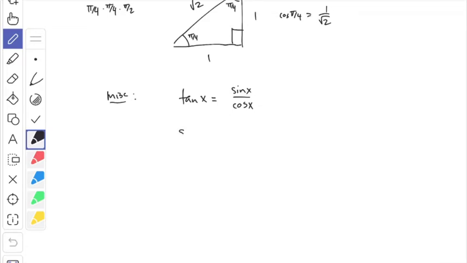Another random fact that we will use is this one. At least we might use.